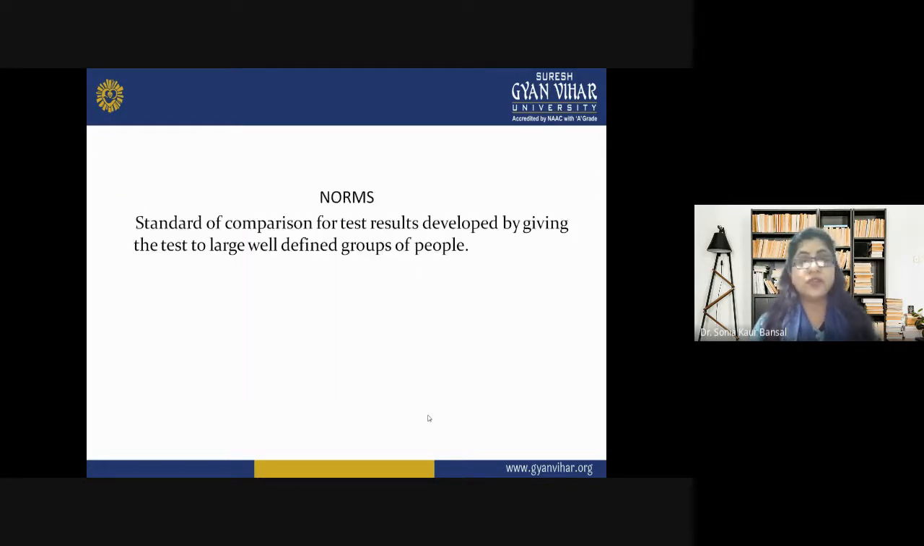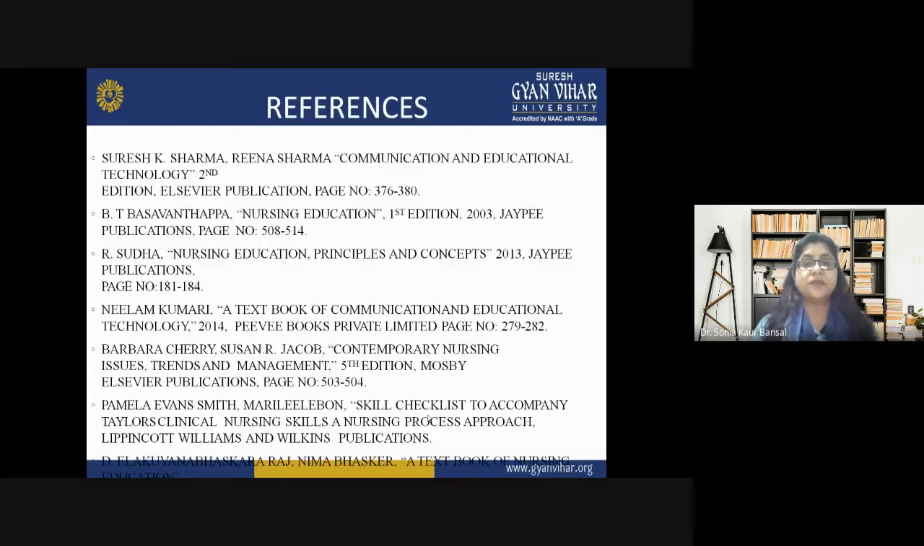Now, norms must also be followed. A standard of comparison for test results is developed by giving the test to large, well-defined groups of people. It must be very clear to all the students, those who are taking the test, or test givers.